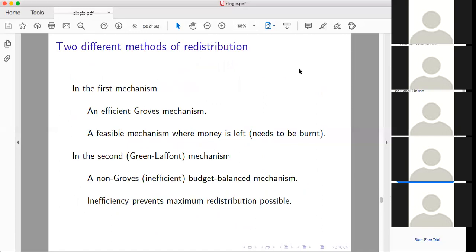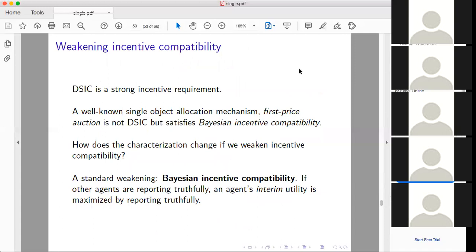So what I'm going to do now is quickly look at what happens if we weaken incentive compatibility. But before I do that, any questions on this part of the analysis so far? Any broad questions? Okay, so as I said, please look back at the videos and let me know if you have questions. So what we're going to do now is look at the consequence of weakening incentive compatibility.